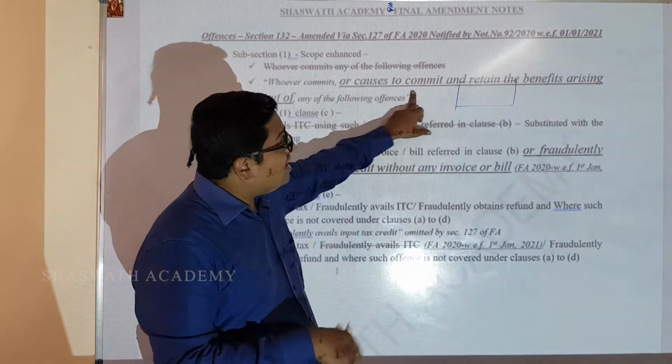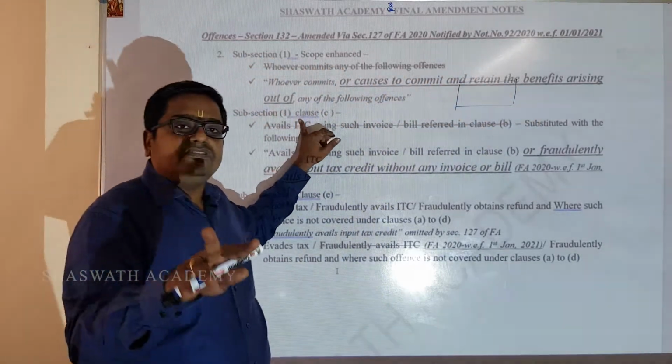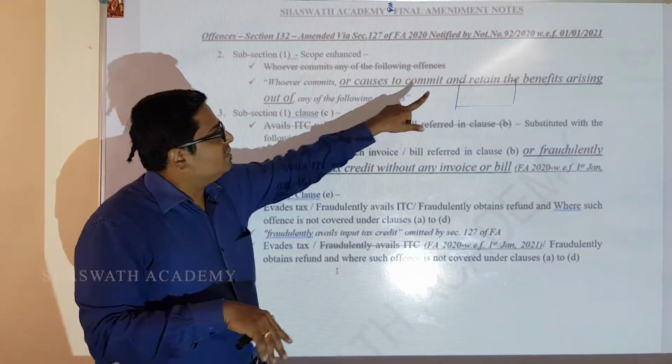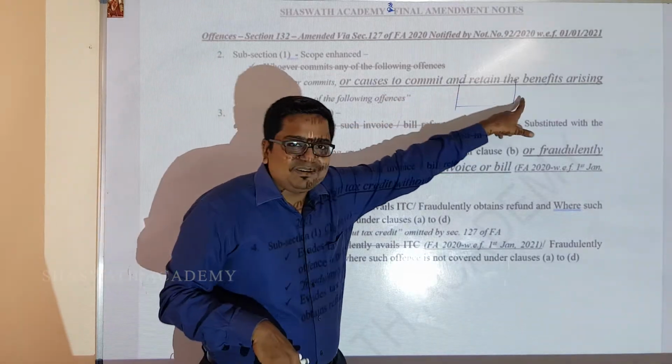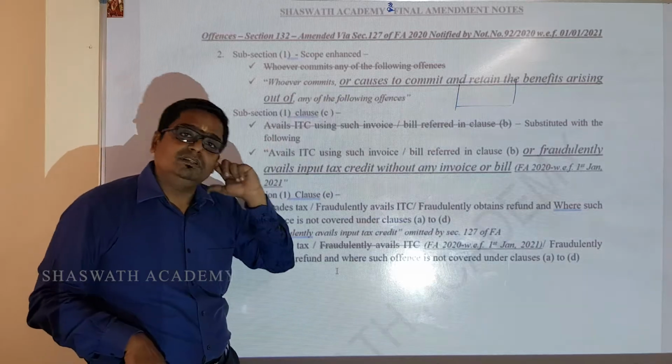Be careful. Caused to commit and to retain the benefit arising out of, so the beneficiary, the person who guided and the person who enjoyed the credit, both will now be under the scope of 132.